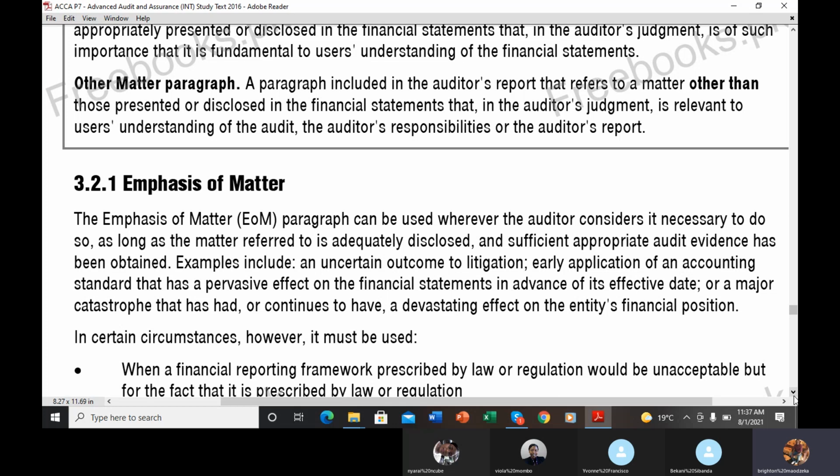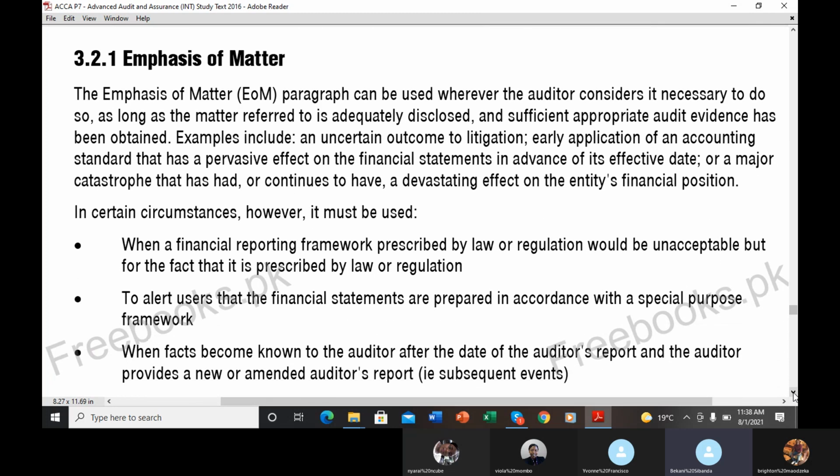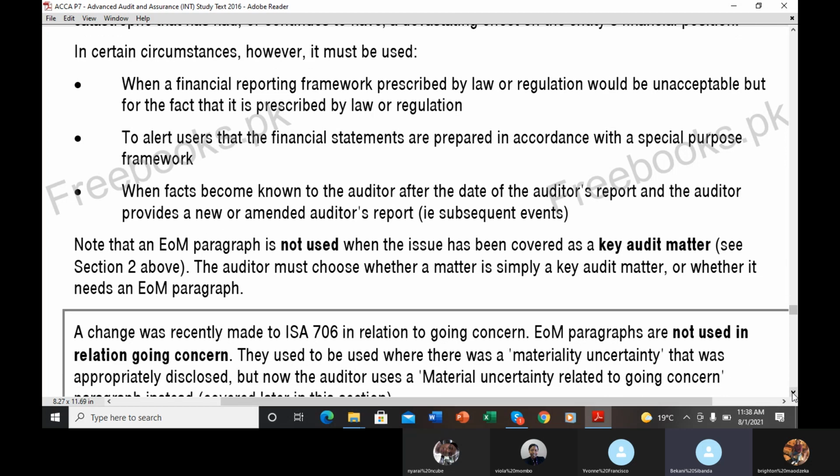Can someone try to explain in simple ways? I can try, but first, is it possible to have an emphasis of matter paragraph in an unmodified report? No, it's clear. I'm saying you are not modifying. This doesn't mean that you are modifying a report, but it's a heading that under any report you can include.